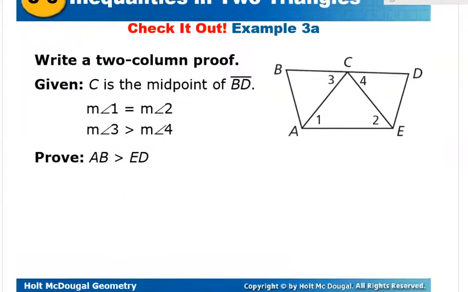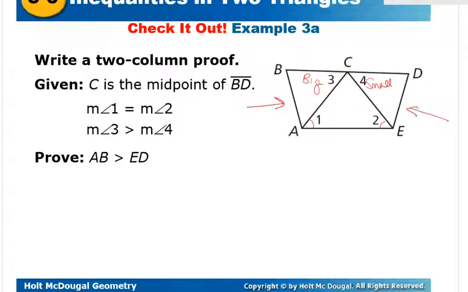Okay, let's look at this one. Okay, we're going to label everything. Okay, and I'm just going to talk it out, and then I'll show you what the proof looks like. So we'll start with the given. Yeah, C is the midpoint of BD. Cool. Okay. Angle 1 is equal to angle 2. And angle 3 is bigger than angle 4, that's smaller. Okay. And we're trying to prove that AB is bigger than ED.